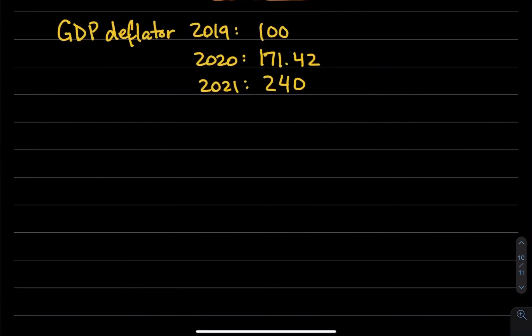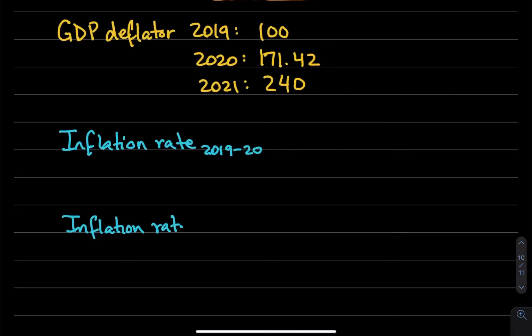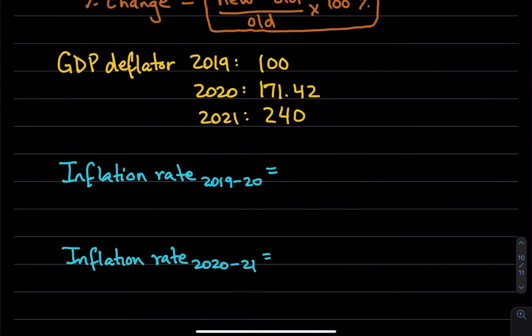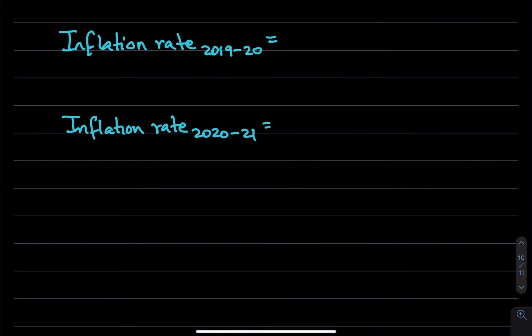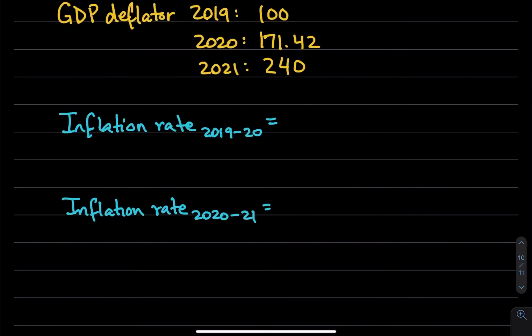Okay, now the next thing I would like you to do is pause the video and calculate the inflation rate between 2019 and 2020, and calculate the inflation rate between 2020 and 2021. Okay, so here, remember what the formula is. It's new minus old divided by old times 100%. So we'll keep these values.